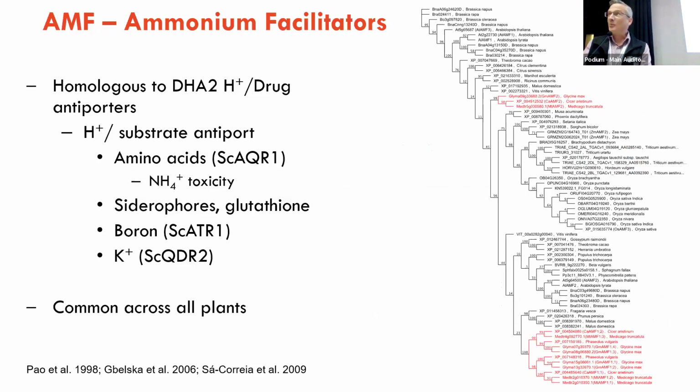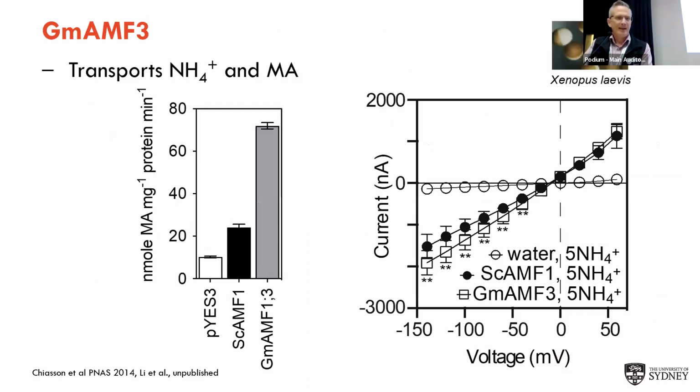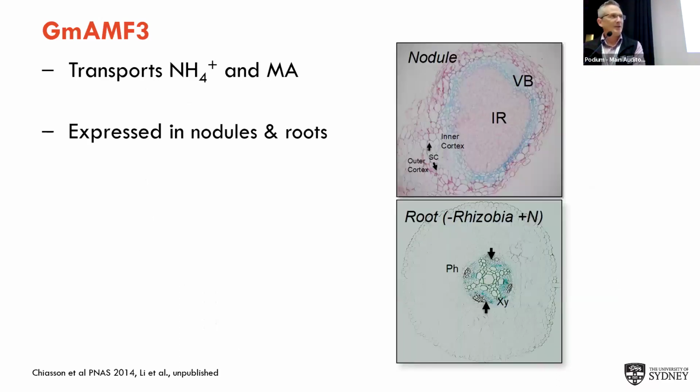So these things are present in all plant species, generally present in just about every cell type at a very low level of expression. And so we've done some preliminary work in soybean, and we've been able to identify one of the AMFs in soybean nodules called AMF 1.3. It does transport ammonium and methylammonium, very similar to what we saw in yeast, and is probably a bit more active in methylammonium transport than the yeast version was. And this AMF3 in soybean is mainly expressed in the outer cortical cell types, often associated with vascular tissues.